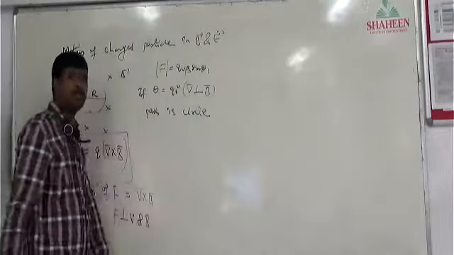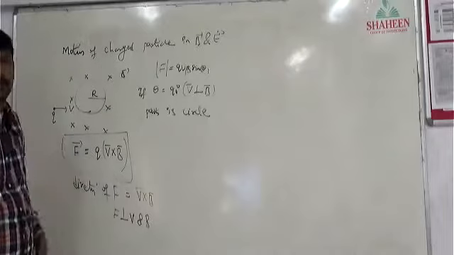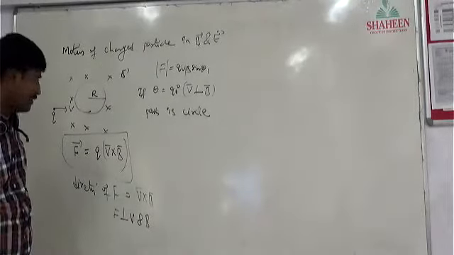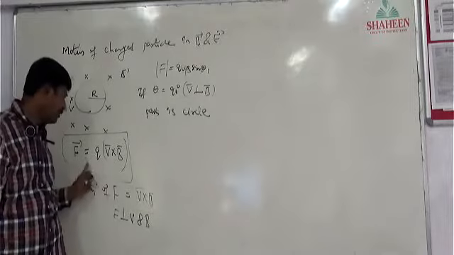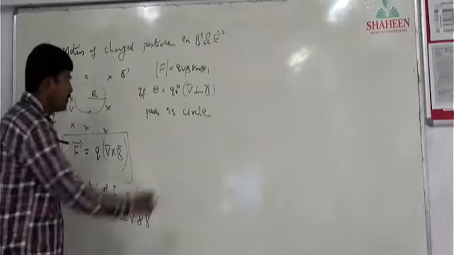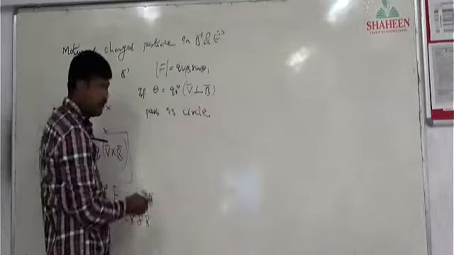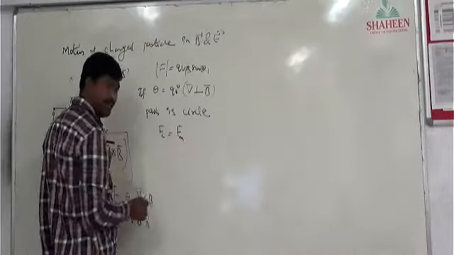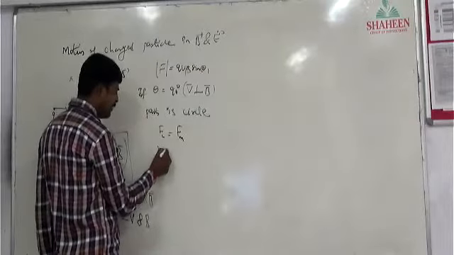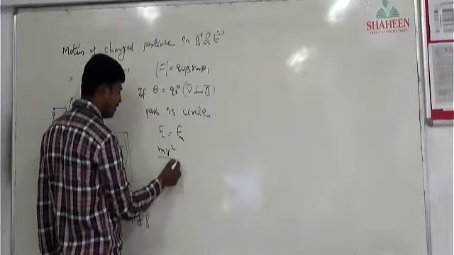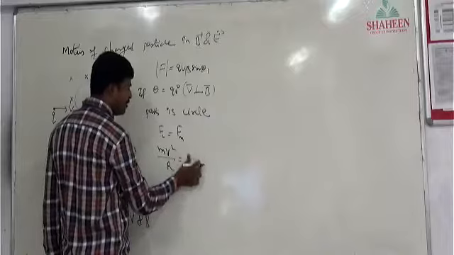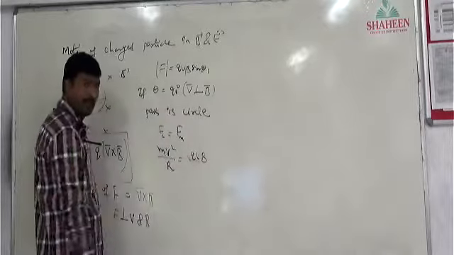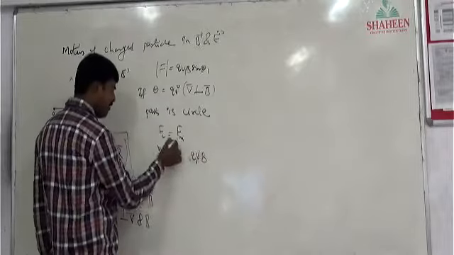To move a particle in a circular path, what type of force is required? Centripetal force is required. That is provided by whom? The magnetic force. So this force is utilized as the centripetal force. So F centripetal is equal to F magnetic. F centripetal is mv square by r. This equals QVB, because sine 90 is 1. So we can cancel one v.